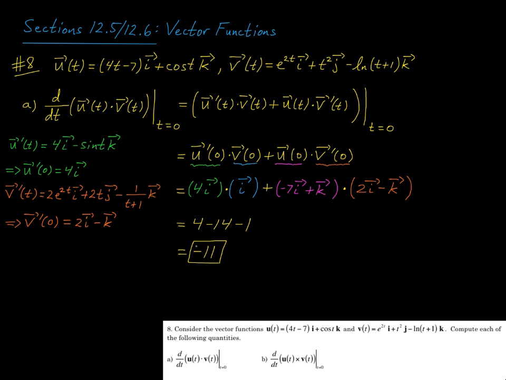All right, so not bad. And do keep in mind, this is a lot simpler than, say, computing u of t dot v of t in terms of components, then differentiating that resulting expression, then plugging in 0. This is a lot more efficient.